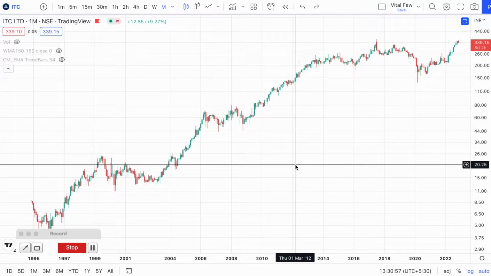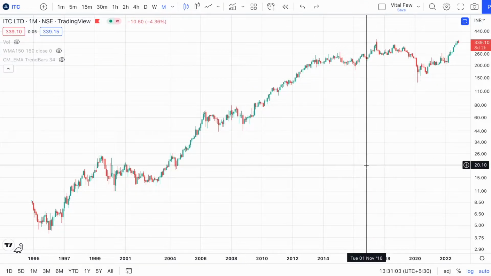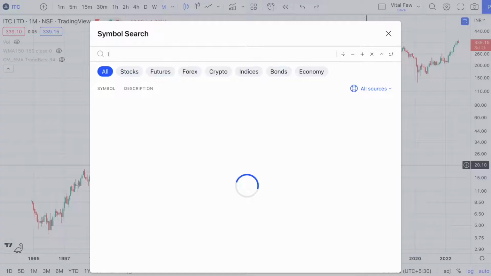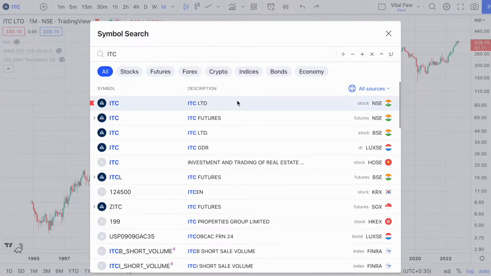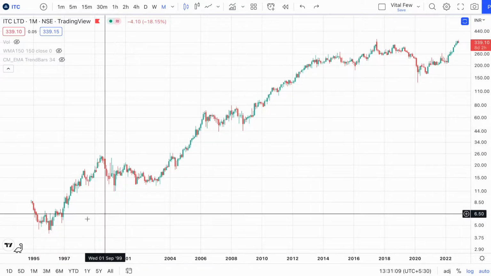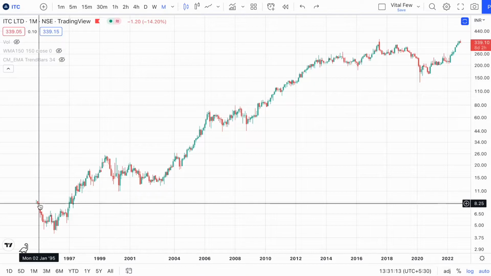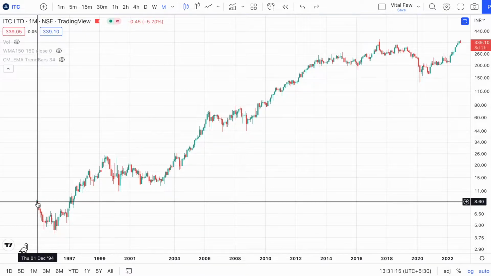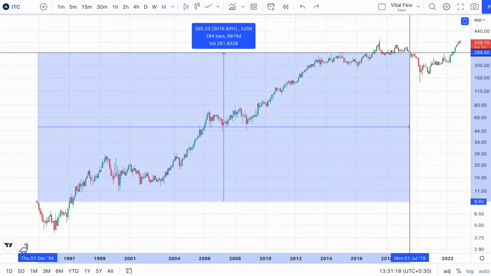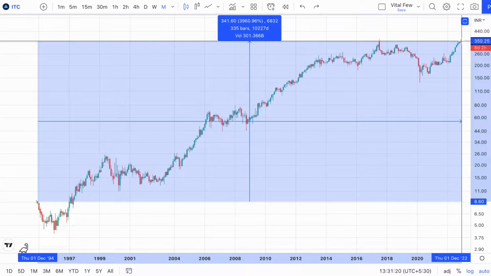So today we are going to analyze Indian Tobacco Company, or you can call it ITC. This is the chart. You can search it like this, ITC. Let's try to analyze it from the beginning itself, right from this point, 1st December 1994 to present date.